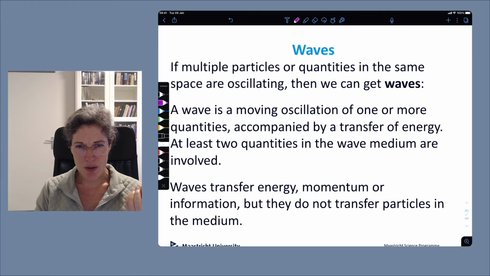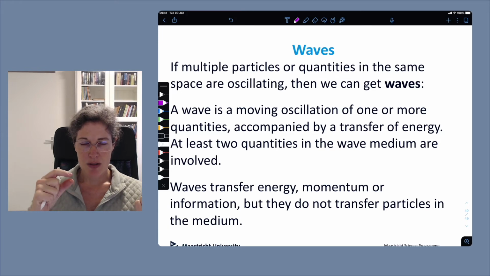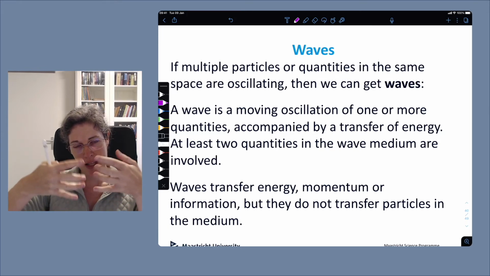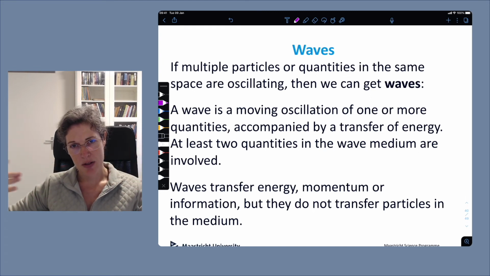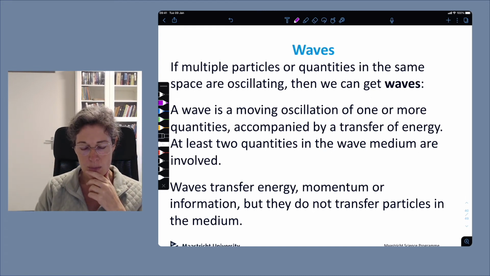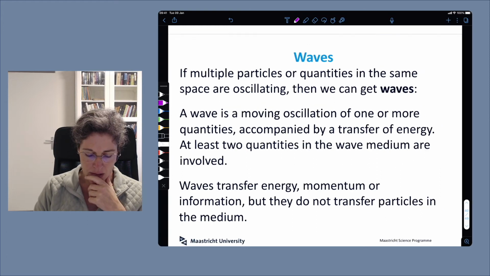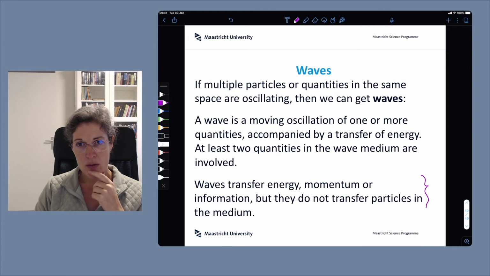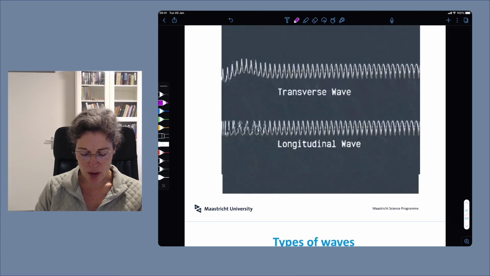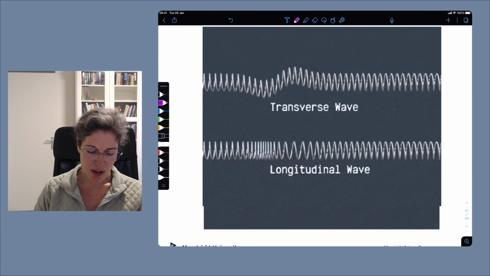That sounds kind of convoluted, but really what we're just saying is that we have many things that are oscillating in a way that is kind of coherent and transfers energy. One important thing to notice is that waves transfer energy or possibly momentum or information, but they don't transfer particles in the medium. Let's have a look at what I'm talking about here.